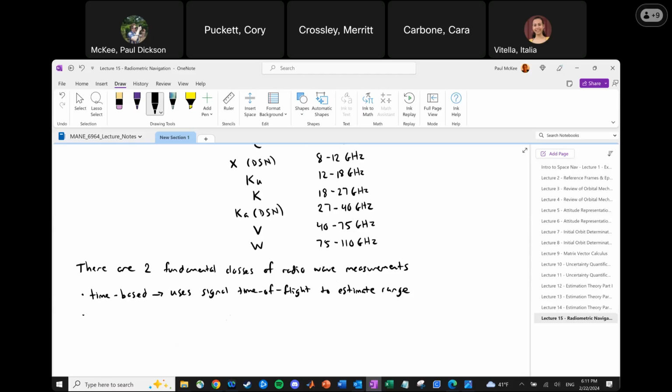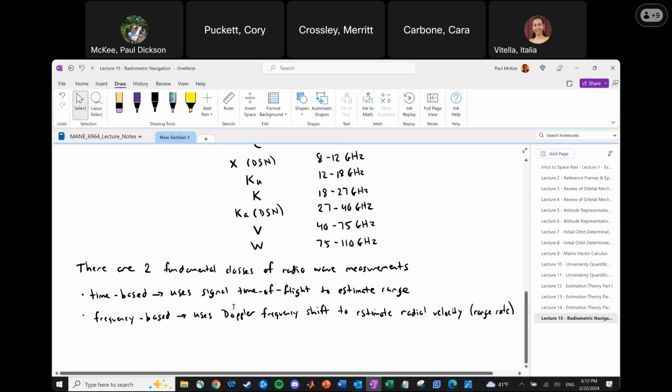Next is frequency based, and that uses Doppler frequency shift to estimate what you might call radial velocity, or velocity along the line of sight direction. This is sometimes referred to as range rate. So time-based and frequency-based. Those are the two types of measurements that we're going to be discussing today.